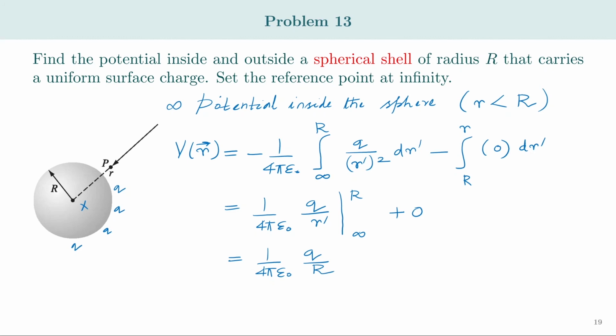Notice that the potential is not 0 inside the shell, even though the field inside the shell is 0. And V is a constant in this region, so that del V, when we calculate, is equal to E inside, and this will be equal to 0.